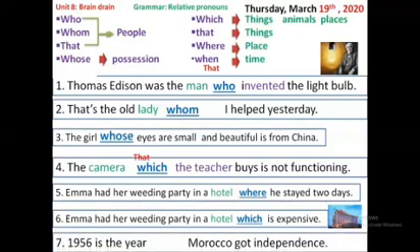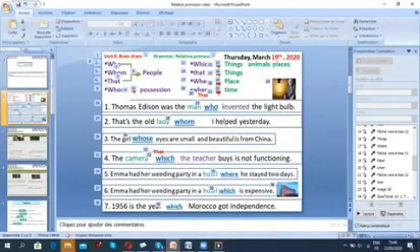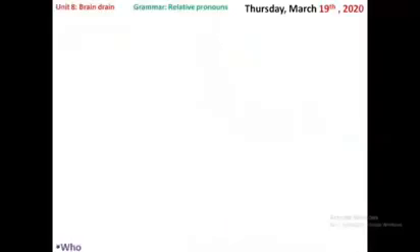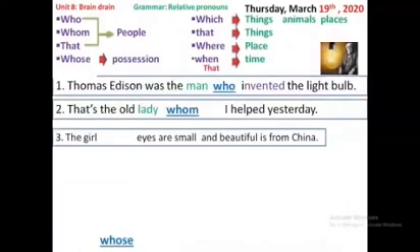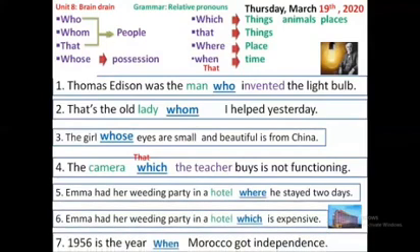The last example: 1956 is the year Morocco got independence. The year 1956, that's time. So with time, it's very easy. You can say which, oh, sorry, we have to say when. We have to correct it immediately, and then we say when. So we can say, 1956 is the year when Morocco got independence.